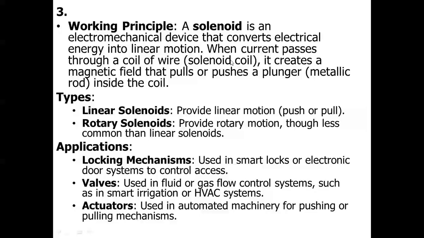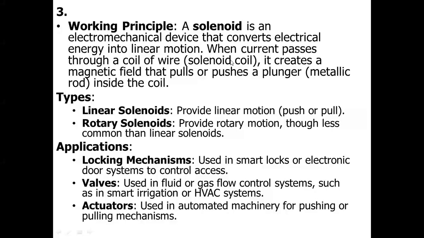There are linear solenoids and rotary solenoids. Linear solenoids provide linear motion, push and pull, whereas rotary solenoids provide rotation. Where are we using these solenoids? In locking mechanisms, smart locks, electronic door systems. Based upon the input, it will push that particular lock plunger, and that will pull and push. If it is pushed, it will lock. When it pulls back, it will unlock.